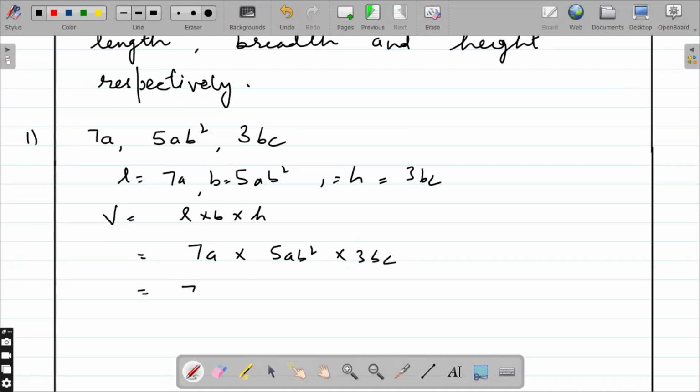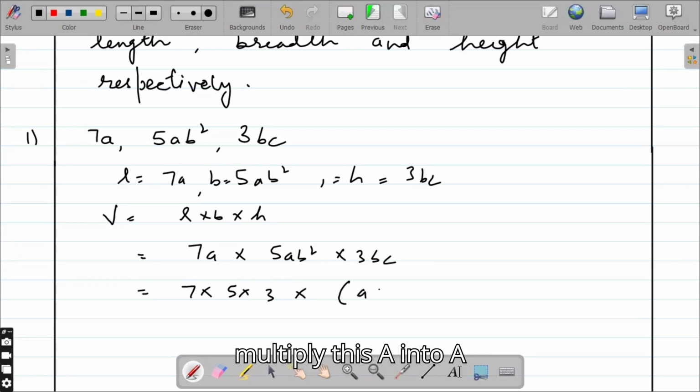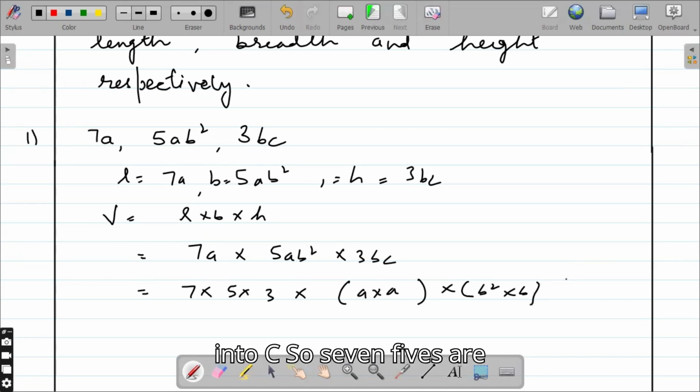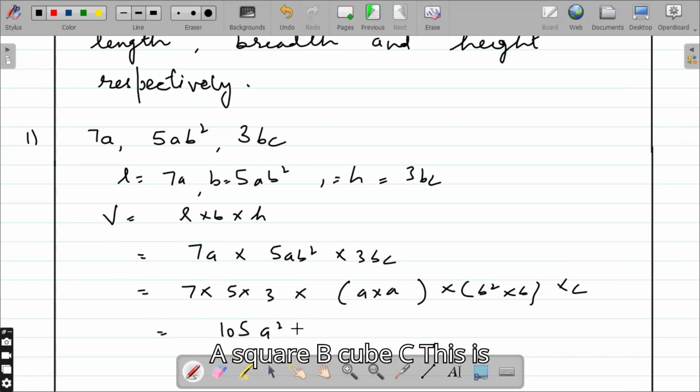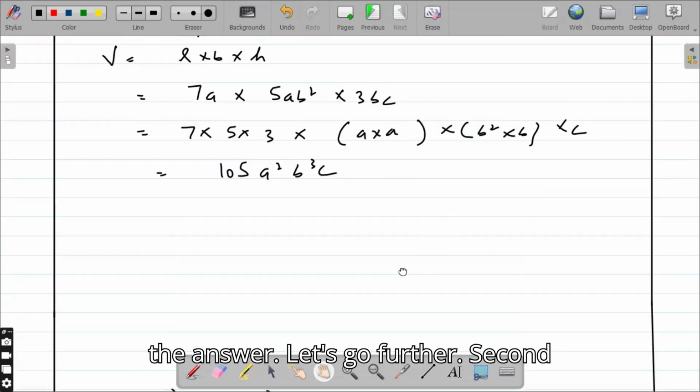So split the constants. I have told many times how to multiply this. a into b square into b into c. So 7 times 5 is 35, and times 3 is 105. a square b cube c. This is our answer. Let's move further.